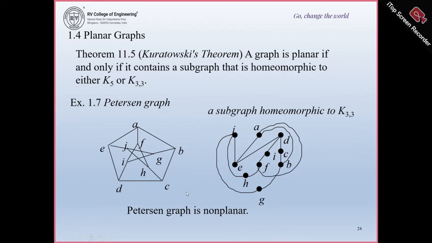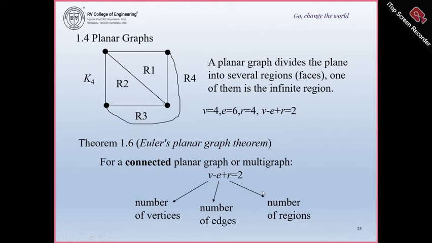This is your Petersen graph, which is a 3-regular graph. It contains K33, so it is not a planar graph. The Petersen graph is a non-planar graph.